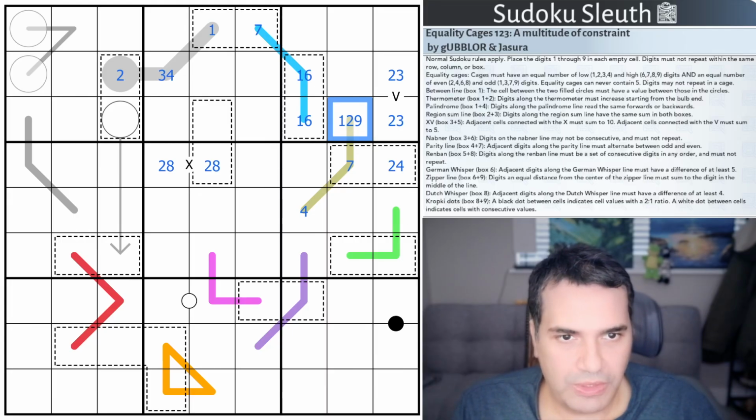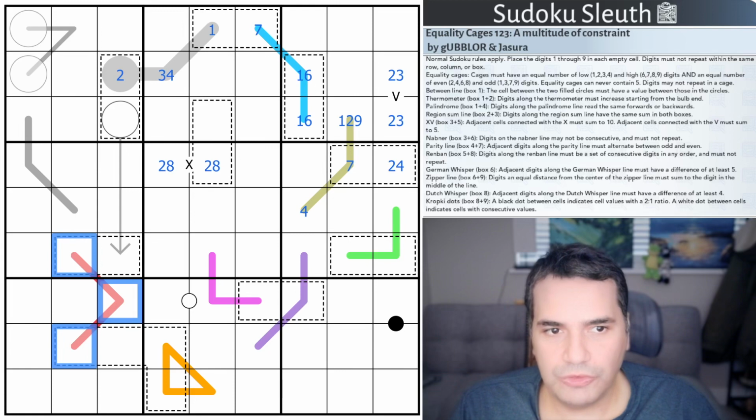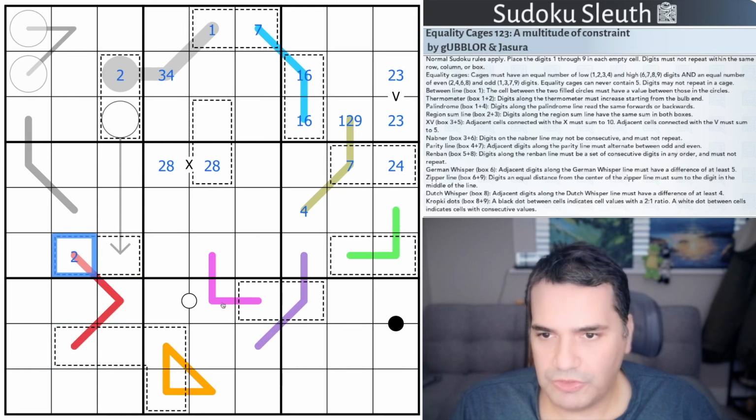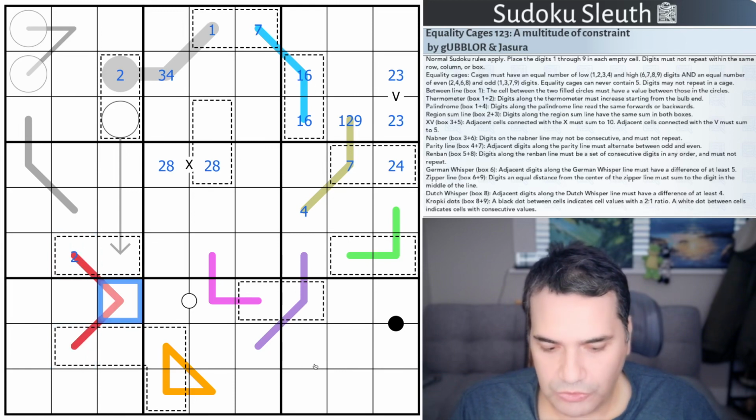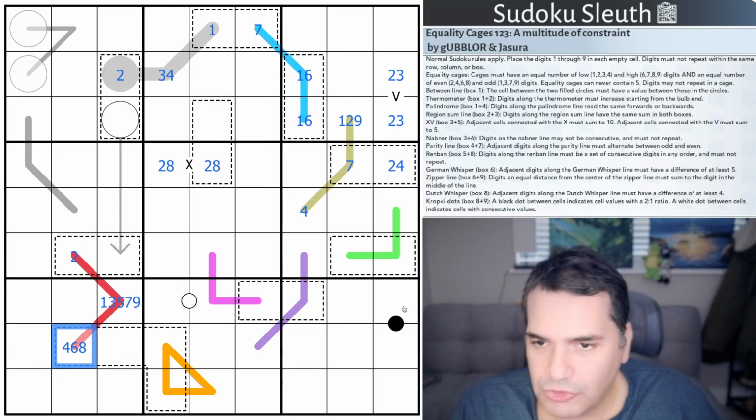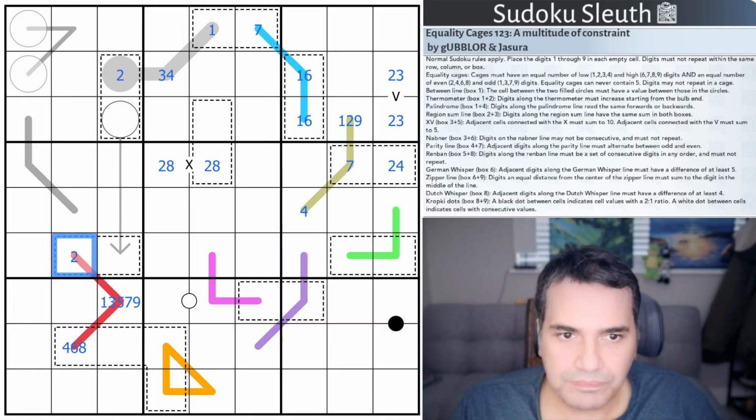Right, what else do we have? Parity line between box 4 and 7. So adjacent digits along the parity line must alternate between odd and even. So if this cell is a 2, this would have to be an odd digit, such as 1, 3, 5, 7, or 9. And then I would have to go back to an even digit, such as 4, 6, or 8. Obviously not the 2 in the same column.